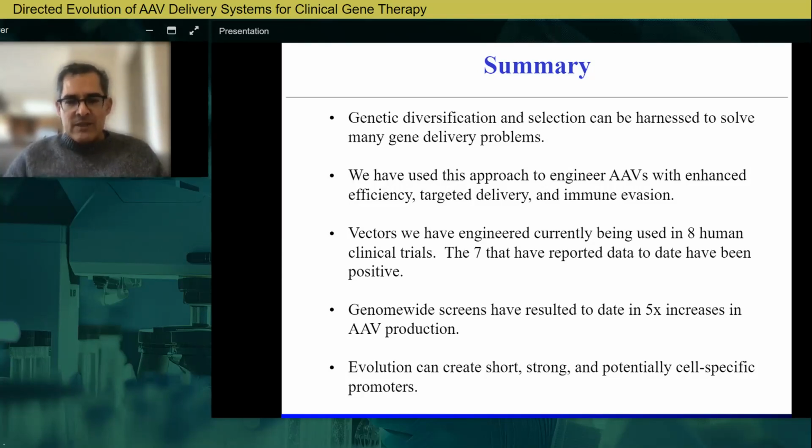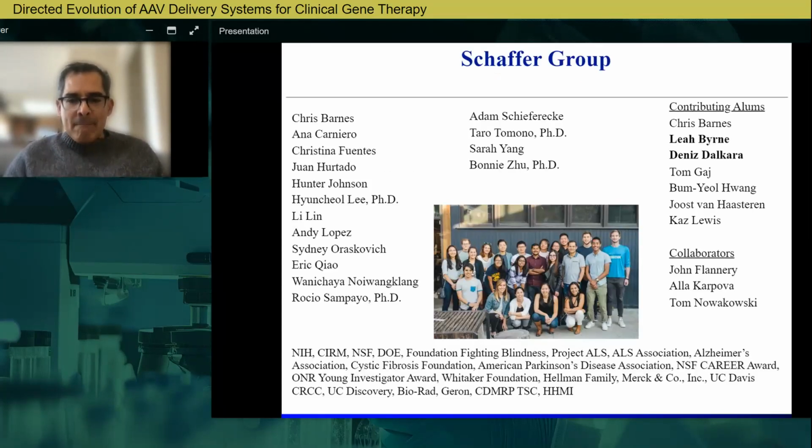And in addition, we've extended this genetic diversification and selection approach to other problems, specifically manufacturing, as well as in work I didn't discuss today, being able to address new approaches to solve the regulation challenge that I alluded to at the beginning of my talk.